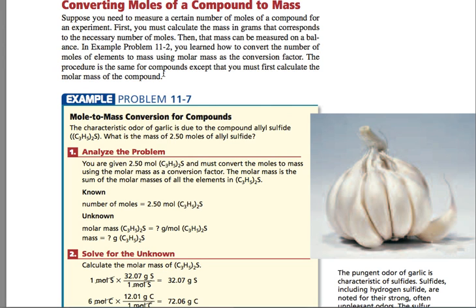So when we're doing this with elements, you didn't have to figure out the molar mass of the elements because you could just go to the periodic table. But now when you have a compound, you have to add together all of the masses in the right proportion for each of the atoms that are comprised in that compound. Okay.